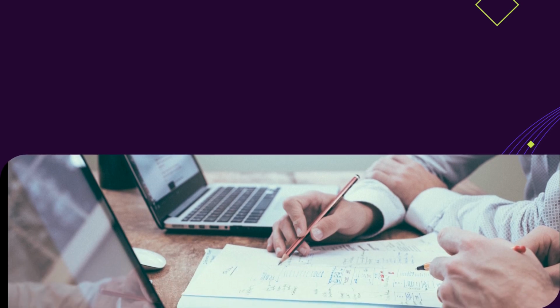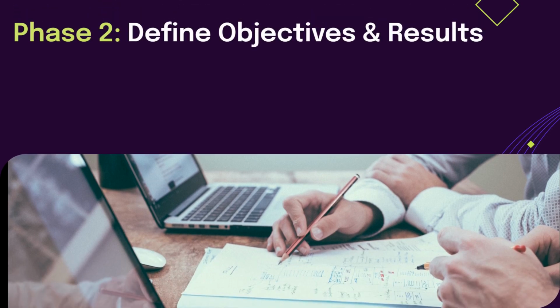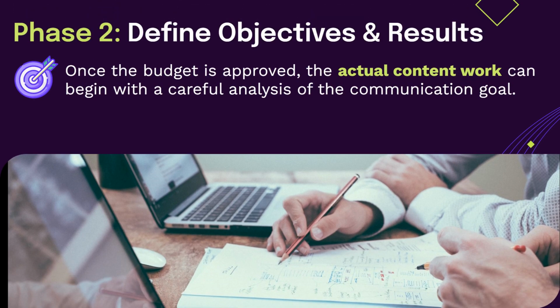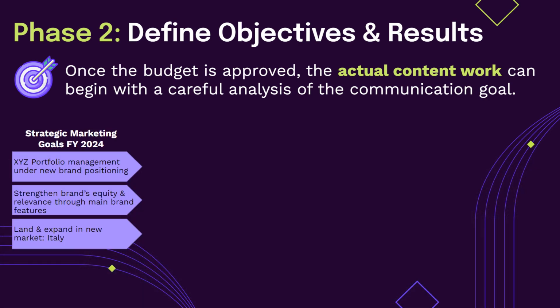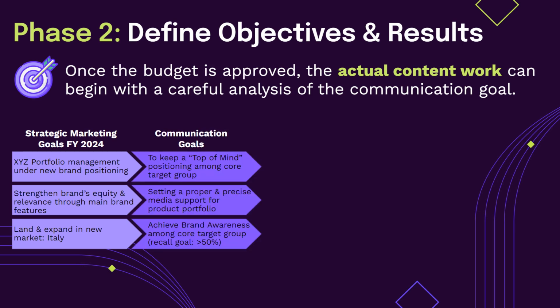The second phase in campaign planning is to define objectives and results. Once the budget is approved, the actual content work can start with careful analysis of the communication goal. In this example, we can see the overarching strategic marketing goals have been outlined, and based on these, the detailed communication goals have been described.